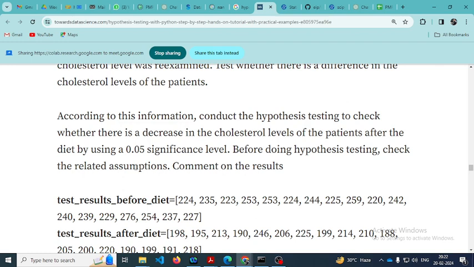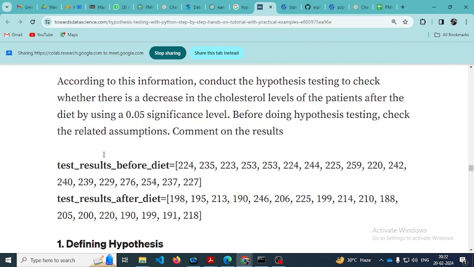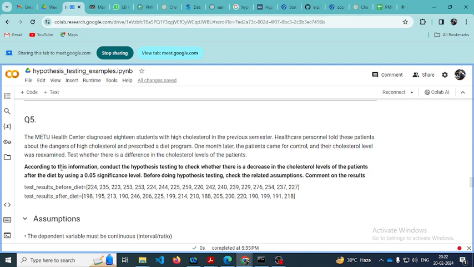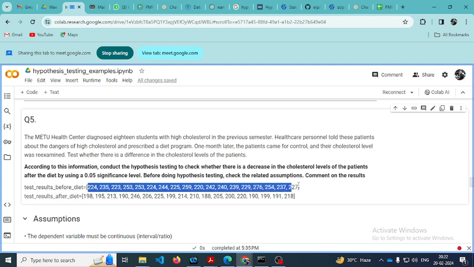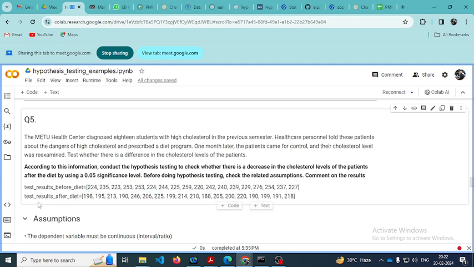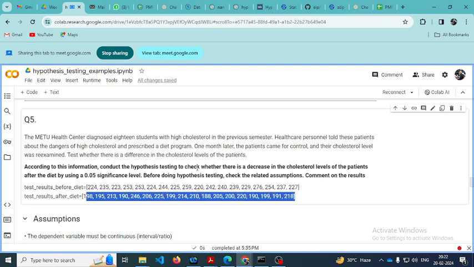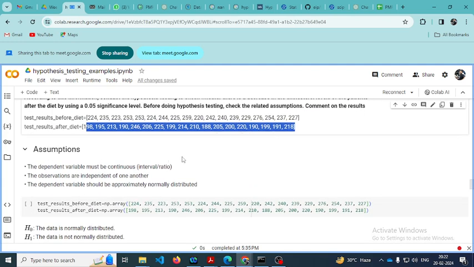Before doing hypothesis testing, you may assume something. So you are going to have two sets of data based on the information in the given problem statement. These are the test results before diet. Before diet, they have these cholesterol values. So this is after diet. They have some different cholesterol values, for 18 students.